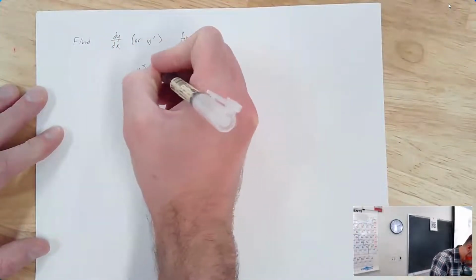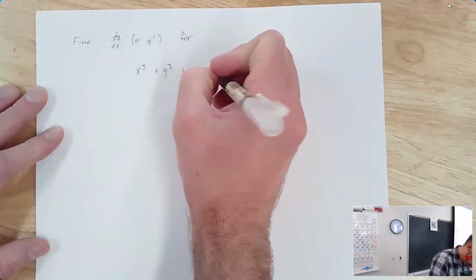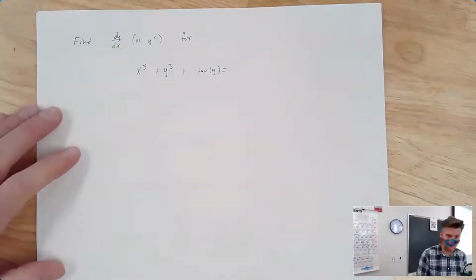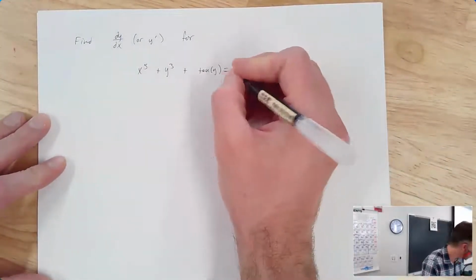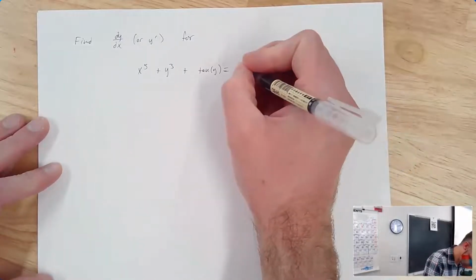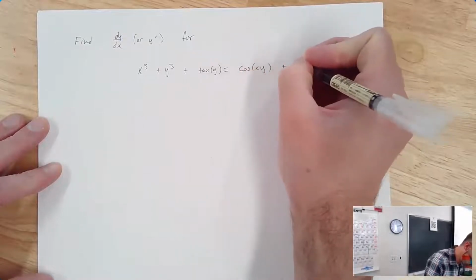x to the fifth plus y to the third plus tangent of y equals... To make sure I'm not doing the same exact problem I did before, I'm not doing the same exact problem, but it's very similar. Let me change it up a little bit. Let's do cosine of xy plus e to the x.